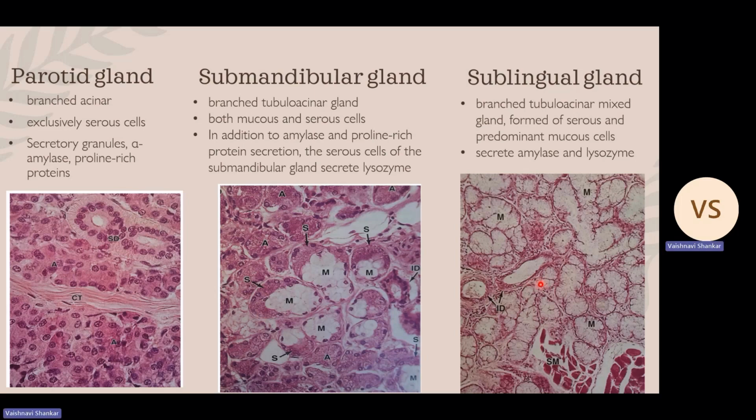Sublingual gland is a branched tubuloacinar mixed gland formed of serous and predominantly mucous cells. Its major salivary product is mucus, but it also secretes amylase and lysozyme.